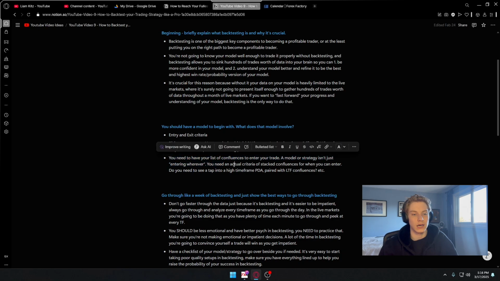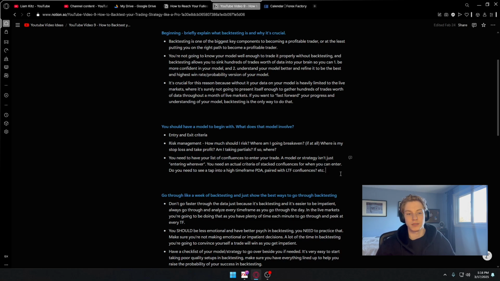So you also need to have your list of confluences to enter your trade. A model or strategy isn't just entering wherever, right? So you need to have a criteria, a list. Some people have it on paper. I have it in my mind just because I know my model by now. You need an actual criteria of stacked confluences for when you can enter, right? Do you need to tap into or see a tap into a high time frame PD array paired with low time frame confluences, etc., right? So it's that simple.